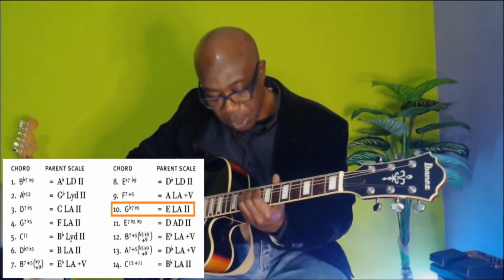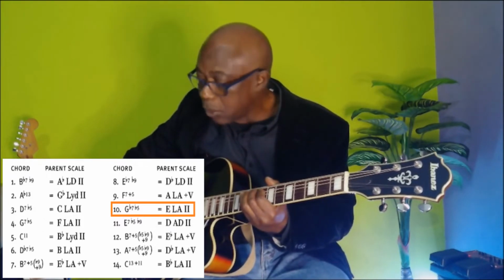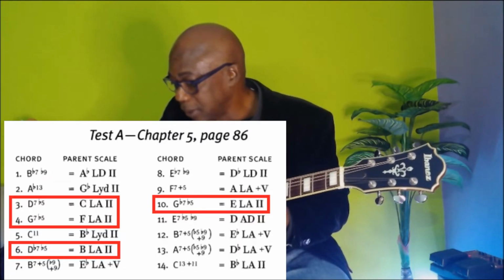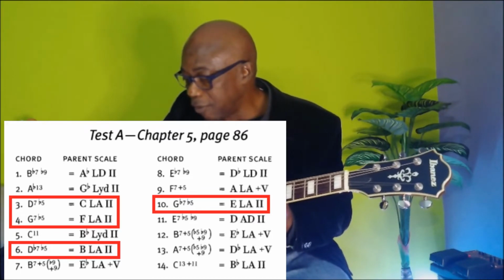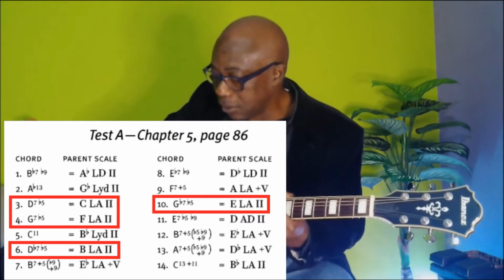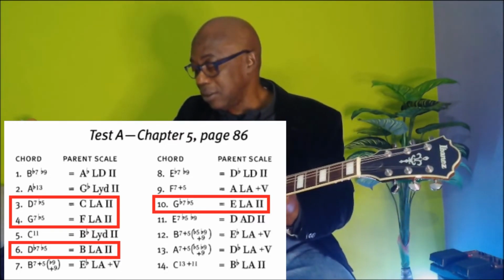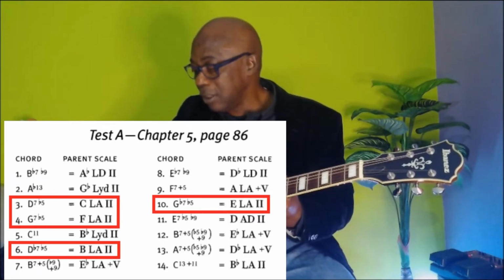For this G, we have, well, this is a 7 flat 5, just like in the 7 flat 5 of number 3 and number 4. These are 7 flat 5s, and they are Lydian augmented. So here we have the same case.